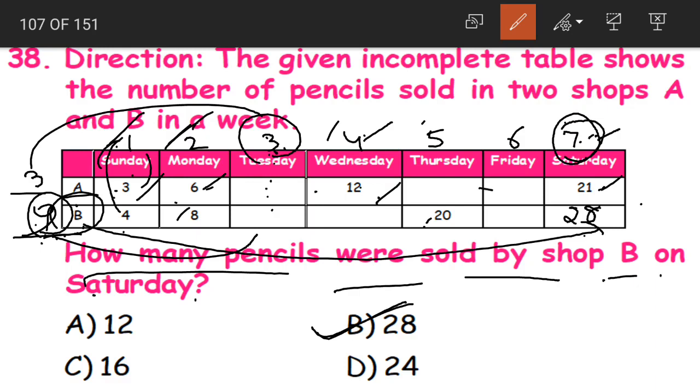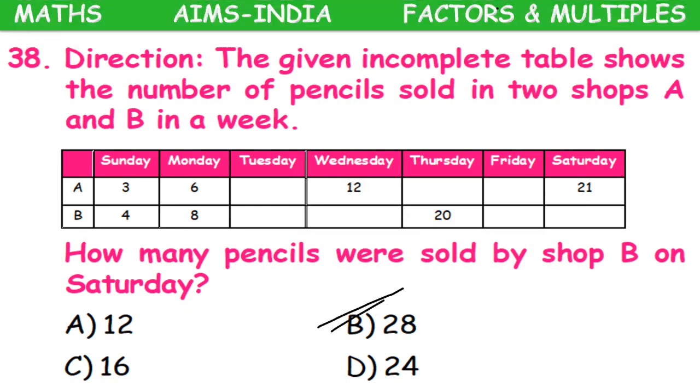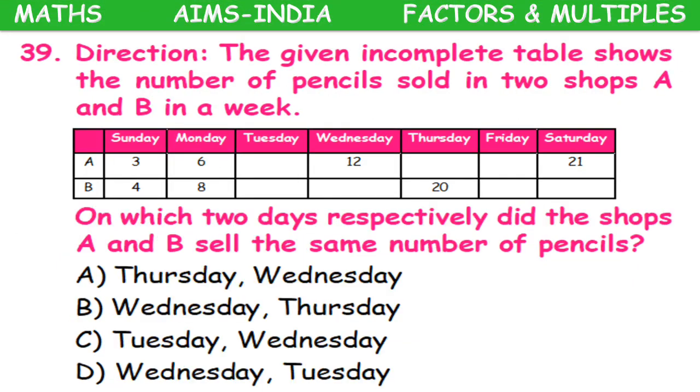Understood? All the given numbers are multiples. Yes, how did they multiply? Each date is given a number. Yes, we are multiplying the required number with the number of the date. Number of the day, say 3 ones are, 3 twos are, 3 threes are, 3 fours are, 3 fives are, and so on. So on Saturday, shop B sold 28 pencils. Understood, children? Option B, 28 is the correct answer. Moving on to next question.